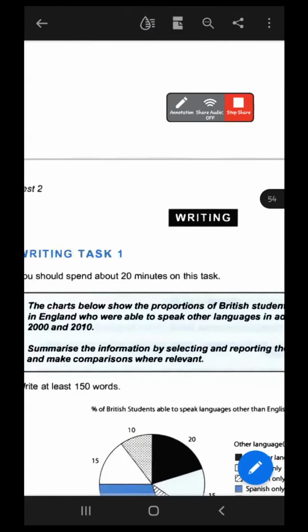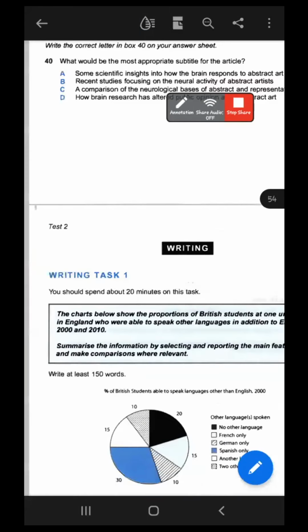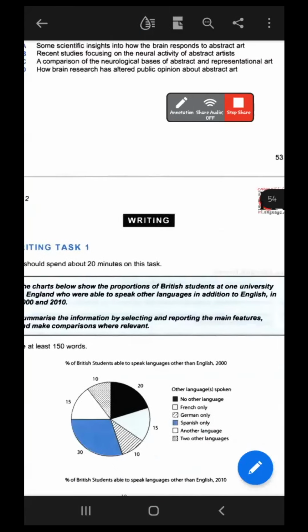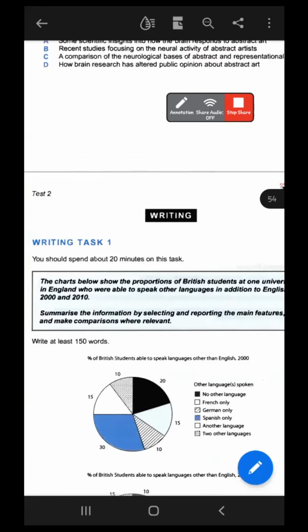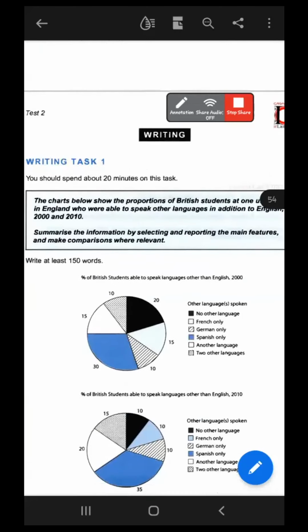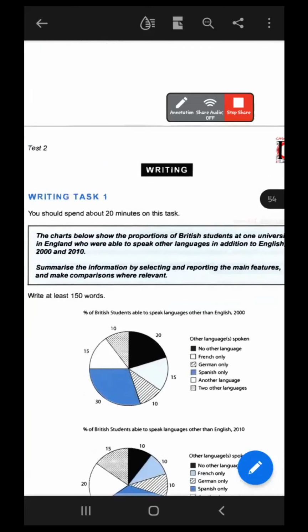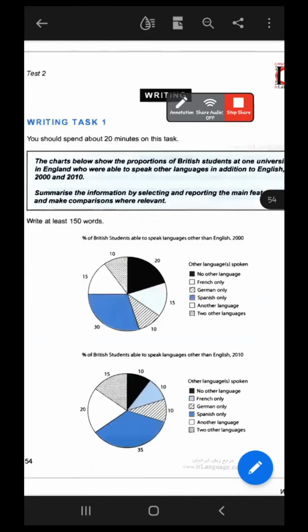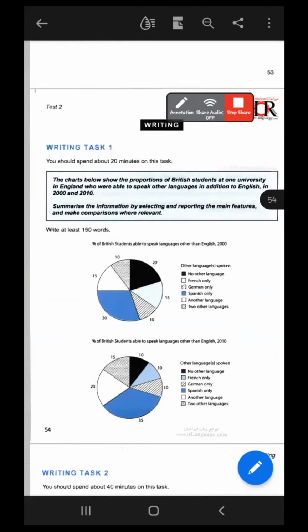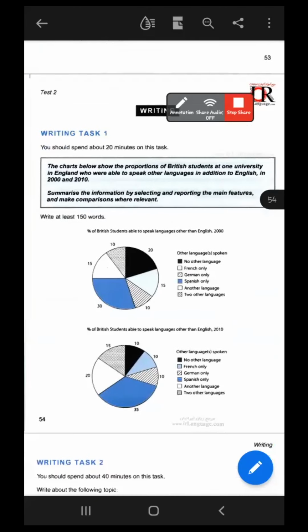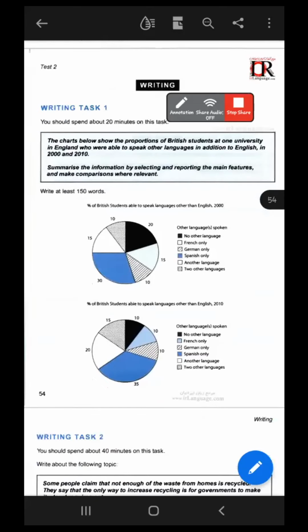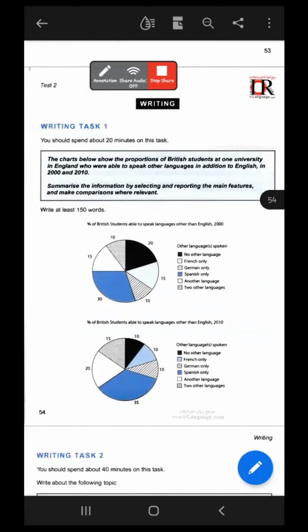Here you can see that you should spend about 20 minutes on this task. And they will give you this sort of information like a chart, it shows below the proportion. Now here, it's all about a bar chart. We'll come to this later. But you see, this is the way the questions are staged. And you have to write down at least 150 words.